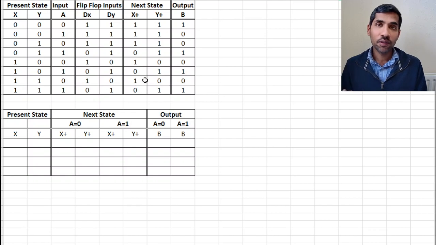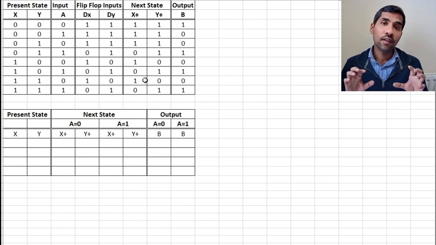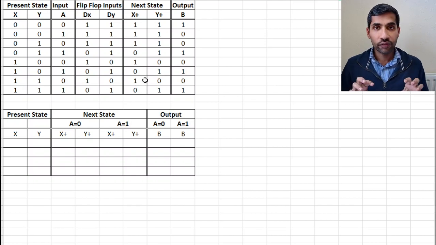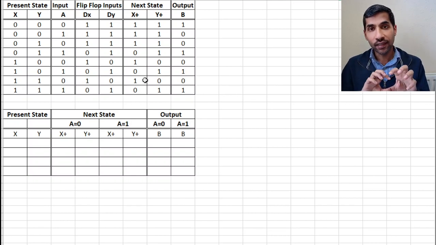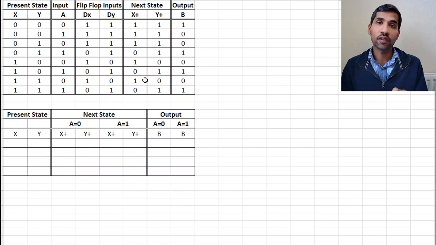Now what I want to do in this video is I want to transform this truth table into a slightly different format. Okay, so think of the states of the flip flops, or the outputs of the flip flops, as the present state of your circuit. In that case your present state can have four different values, right?